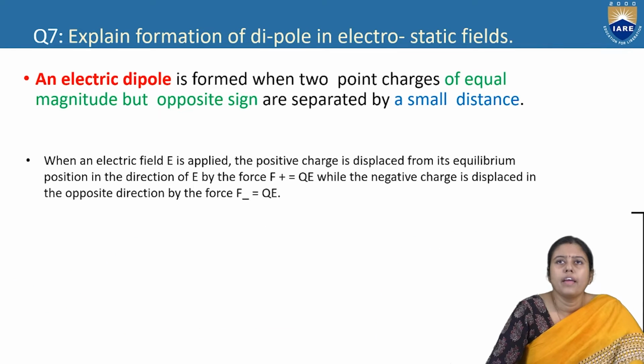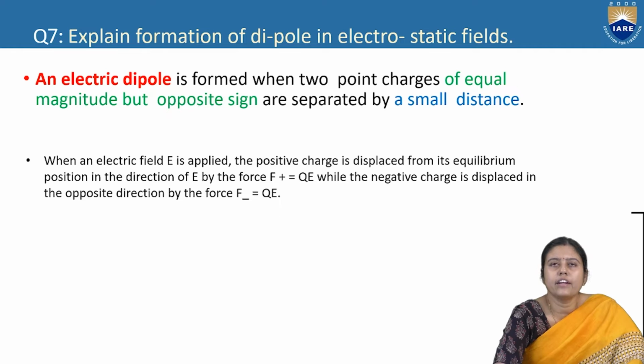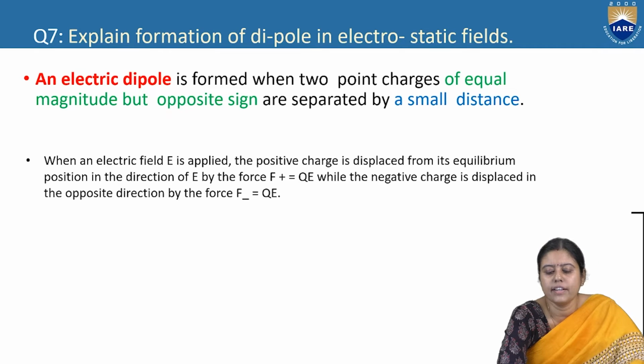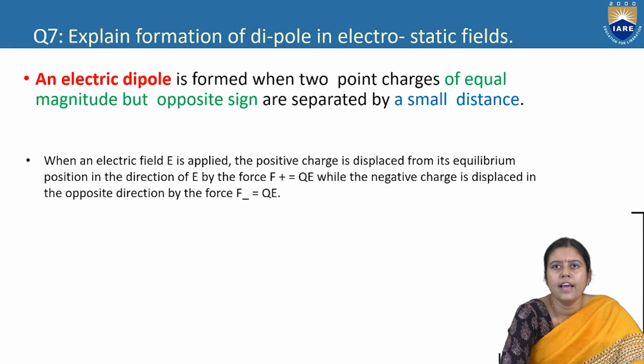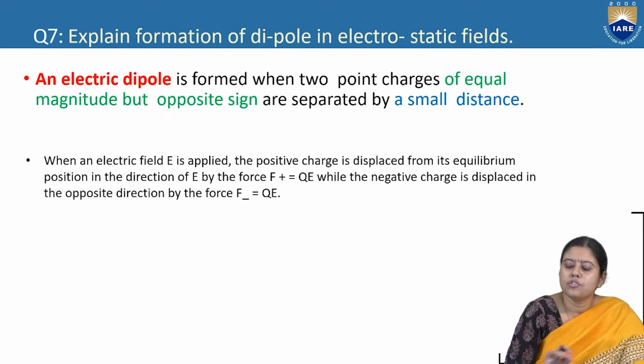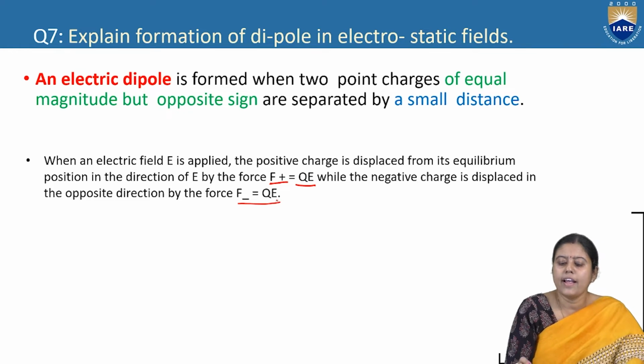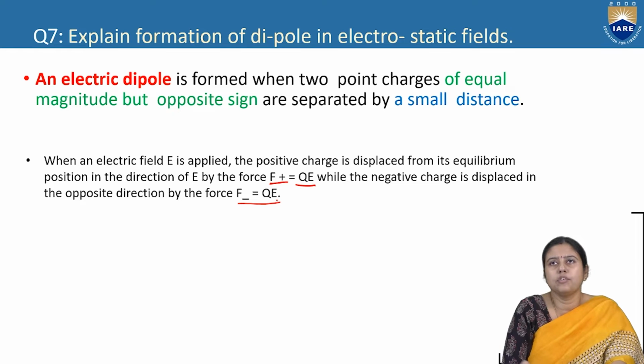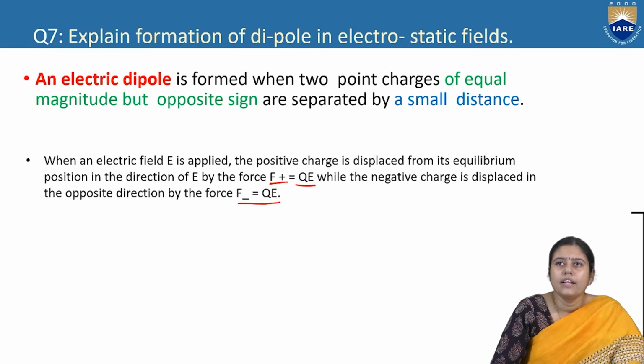Next is to explain the dipole in the electrostatic field. So we know the dipole moment. What is an electric dipole? An electric dipole is formed when two point charges of equal magnitude but opposite sign are separated by a small distance. There are two types of force: one is plus QE, another force is minus QE. When they work together, it is called the dipole.